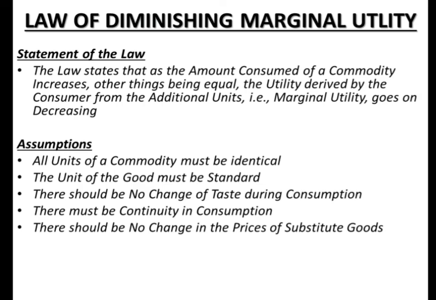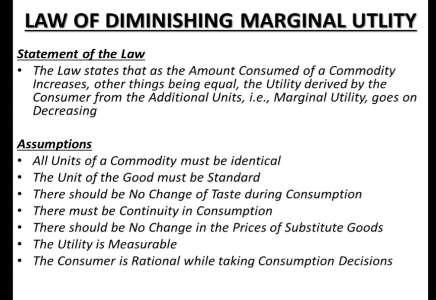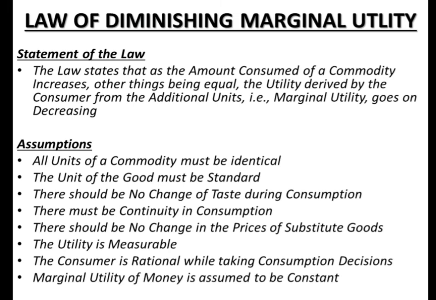And then there are certain simple assumptions. The utility we assume over here is measurable because we are studying the cardinal approach. Then the consumer is rational in taking consumption decisions. He is a balanced person. He knows he is trying to maximize his satisfaction. That is what you mean by a balanced person. And the marginal utility of money is assumed to be constant. The satisfaction from every unit of money that you are spending is the same. It does not vary. These are the assumptions of the law of diminishing marginal utility that have to be taken care of while you are studying the law.